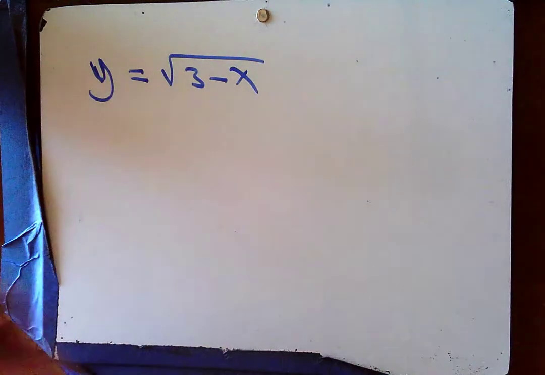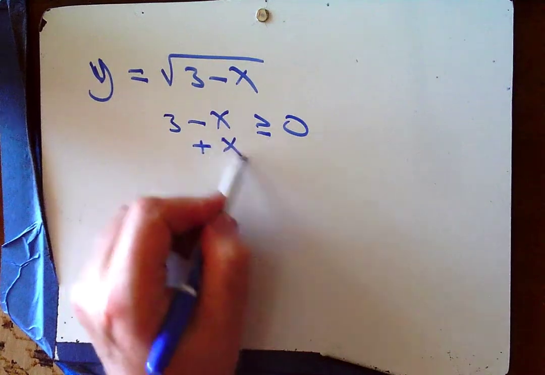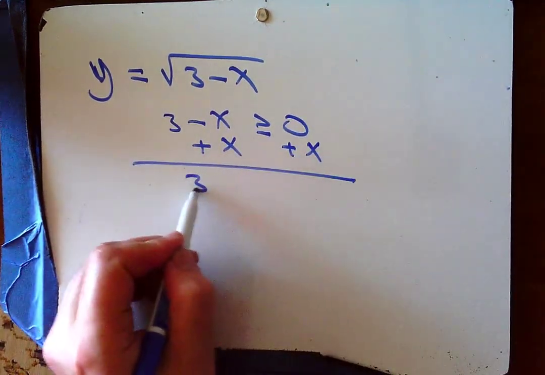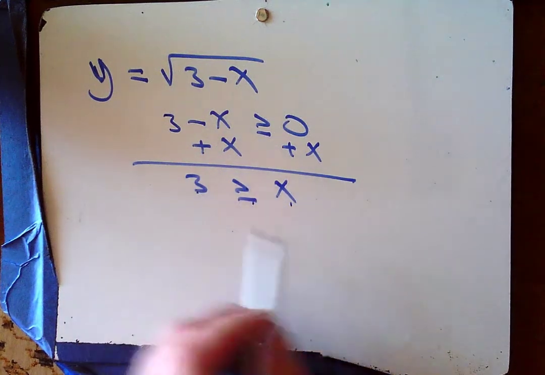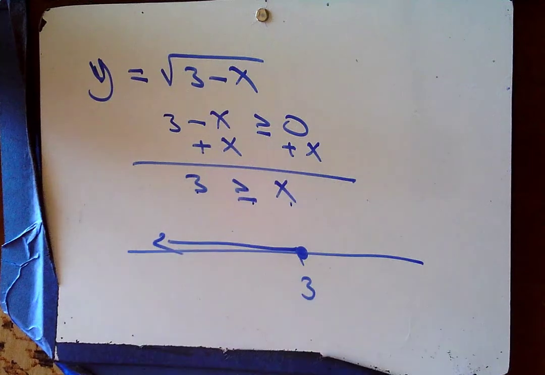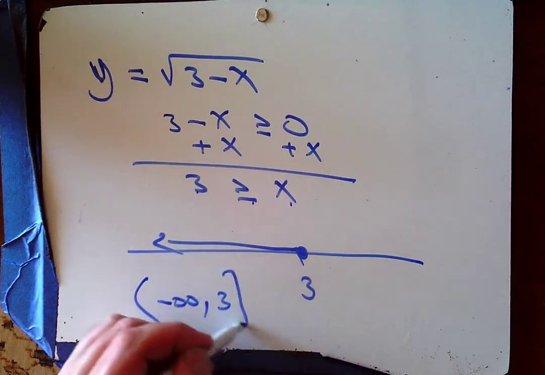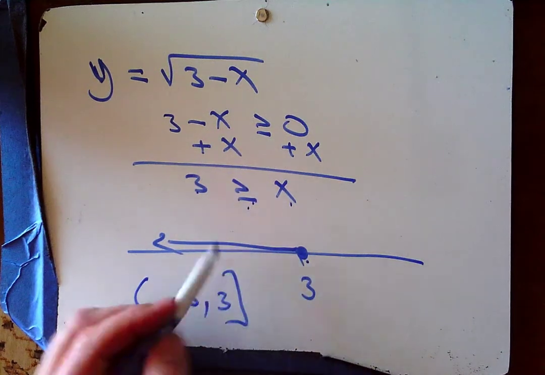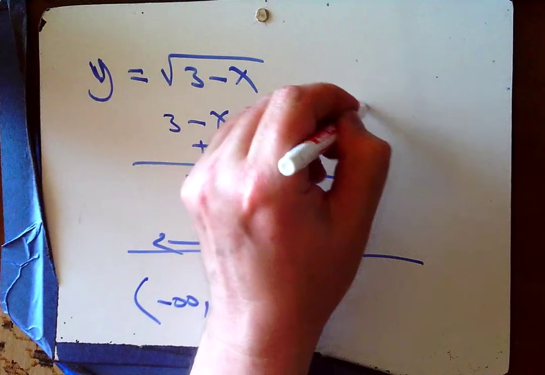Okay, welcome back. So I'm setting the radicand greater than or equal to 0. I'm adding x, and I see that x is less than or equal to 3. Here's 3, could be equal to, but x is also less than. So negative infinity to 3, and because 3 is included, I use a bracket. Now, I'm a little concerned that some of you might have done this.